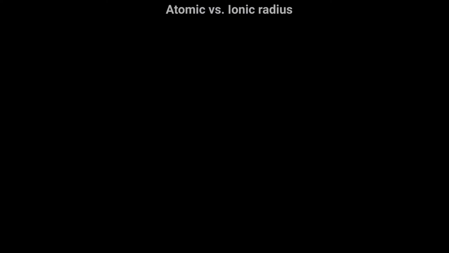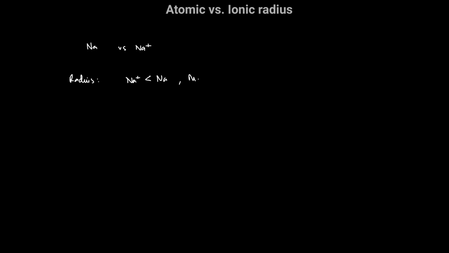So what we're going to do here is compare the radius of ions in comparison to their parent atoms. For example, if I had a sodium atom versus a sodium ion. If we compare the sodium ion versus the sodium atom, we'd realize that when we talk about the radius, sodium ions are actually smaller than sodium atoms.